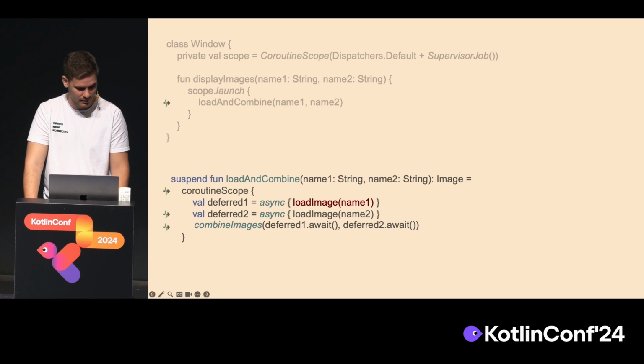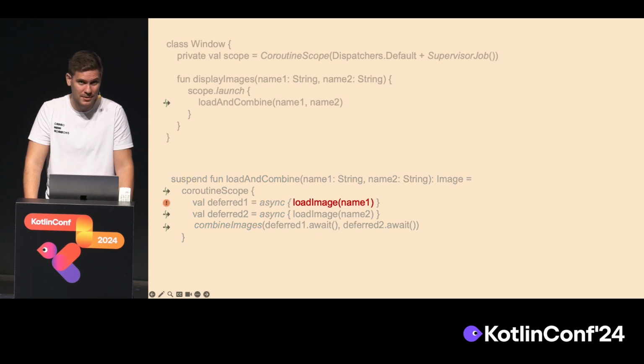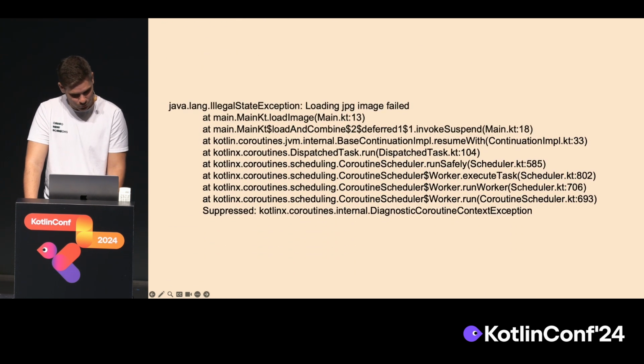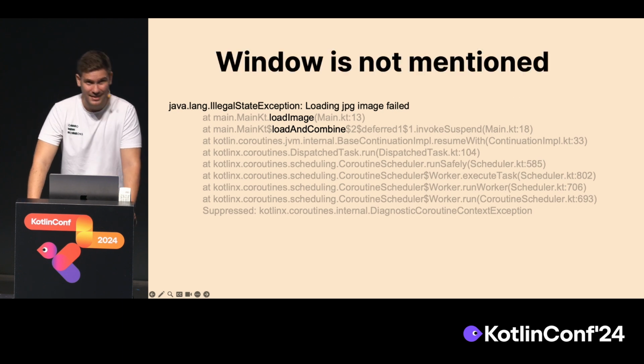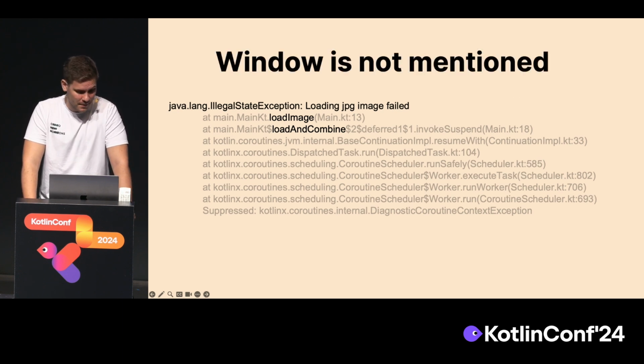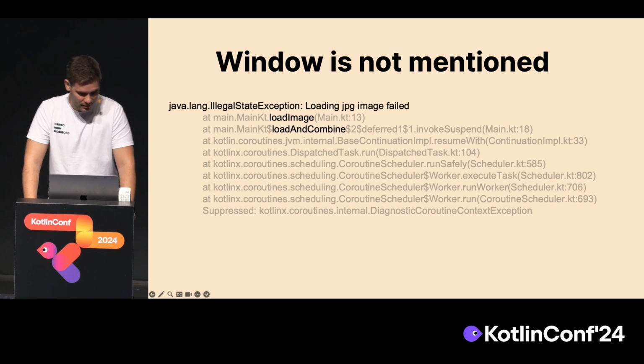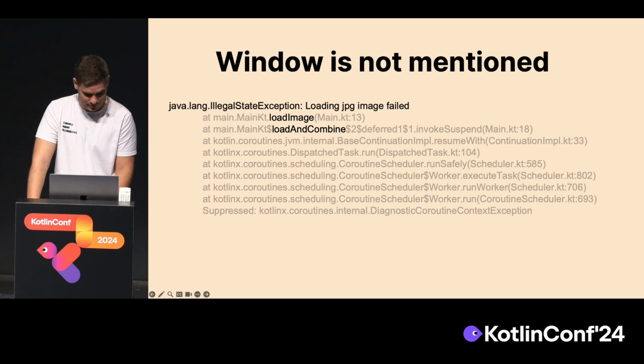So it's very simple. But what happens if the load image function throws an exception? Let's take a look at it. So what we have here: loading JPEG image failed, and we have some information about the load image function and also load and combine. But window is not mentioned, and it's very unpleasant because imagine if load and combine is a utility function that is used by many classes in your application. It means that when seeing such an exception, you effectively can't understand what is the root cause of it.